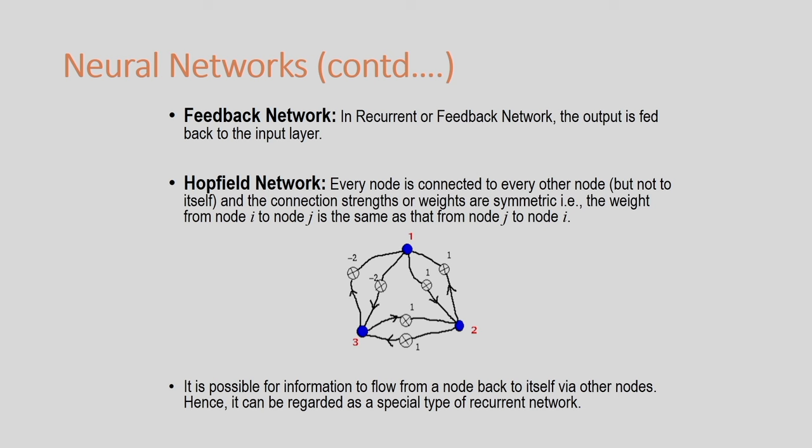And also we are considering the symmetric weight. So what is the symmetric weight? Suppose I consider the connection between 1 and 3. From 1 to 3, the weight is minus 2, and from 3 to 1, the weight is minus 2. That is the symmetric weight. Similarly, if I see the connection from 3 to 2, the weight is 1, and from 2 to 3, it is 1. That is called the symmetric weight. So every node is connected to every other node, and we are considering symmetric weights. That is one definition of the Hopfield network.